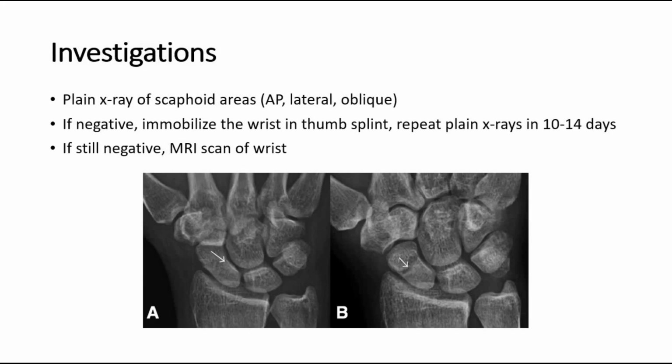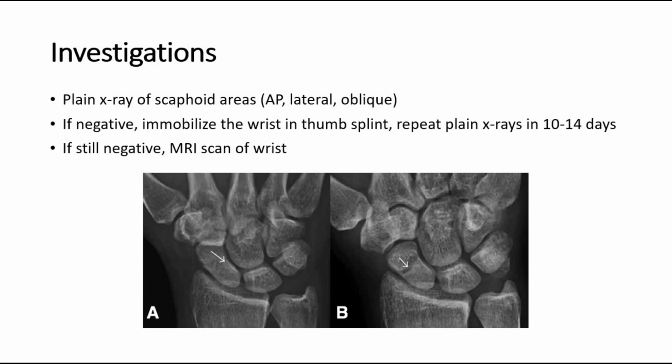For investigations, for suspected cases of scaphoid fracture, initial plain radiographs should be taken. A scaphoid series should be requested, including anteroposterior, lateral, and oblique views. Scaphoid fractures are not always detected by initial radiographs, especially undisplaced fractures. If there remains sufficient clinical suspicion despite negative initial imaging, the patient should have the wrist immobilized in a thumb splint, and repeat plain radiographs in 10 to 14 days for further evaluation.